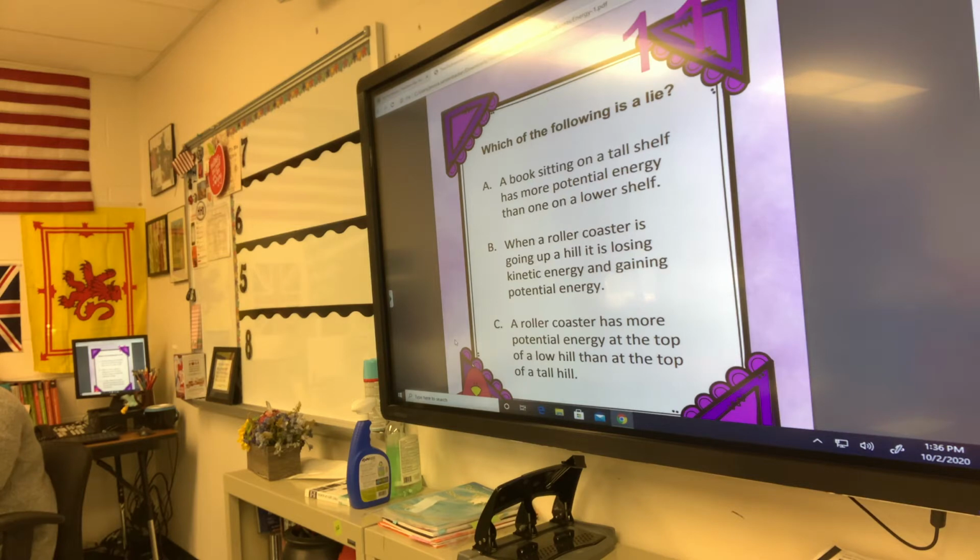B, when a roller coaster is going up a hill, it is losing kinetic energy and gaining potential energy. C, a roller coaster has more potential energy at the top of a low hill than at the top of a tall hill.